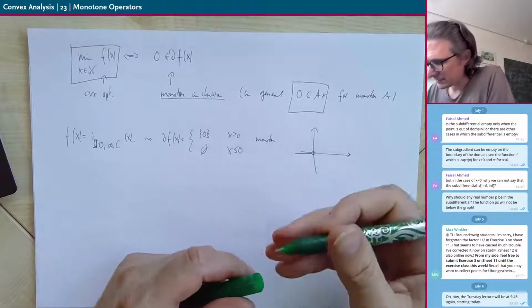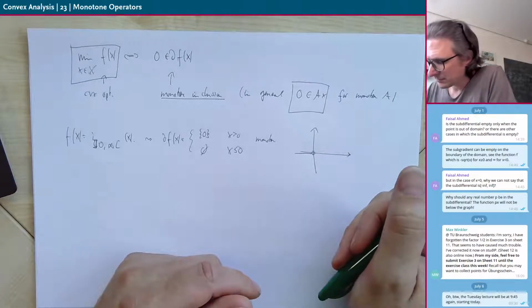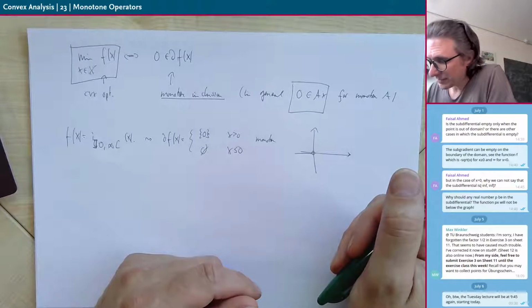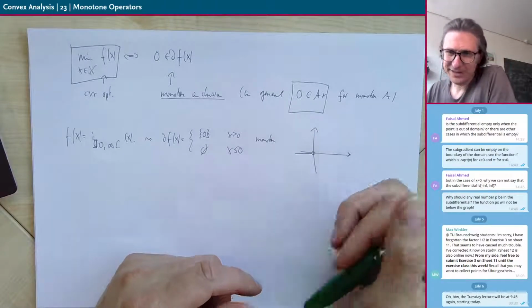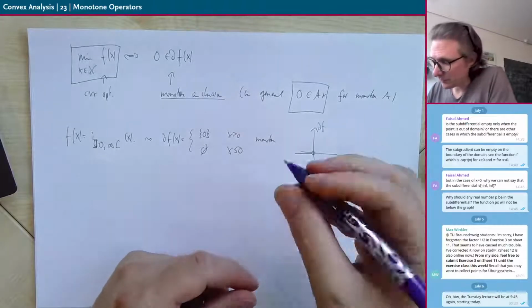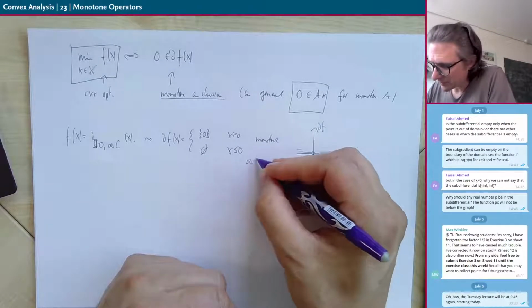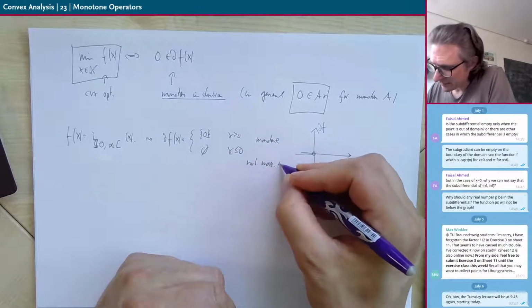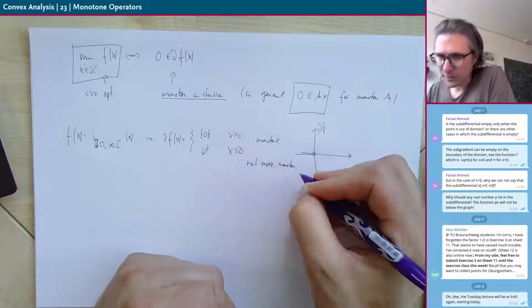That is the subgradient as well as the function actually. So it's also the subgradient. So it's monotone. That's no problem, but not maximum monotone. So why not?